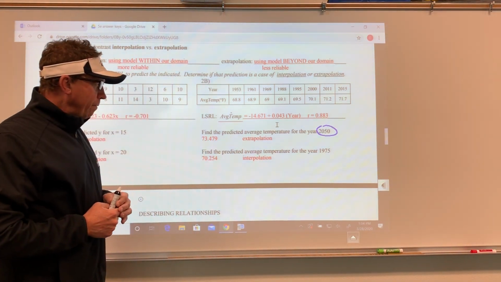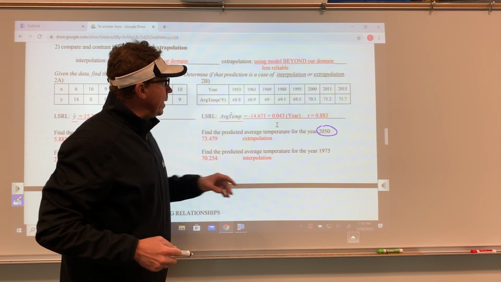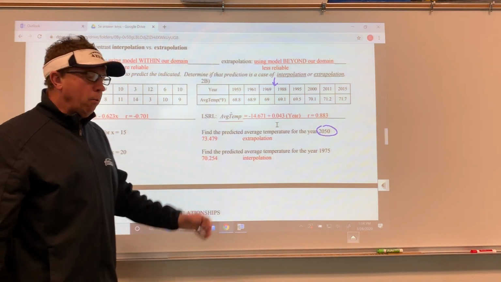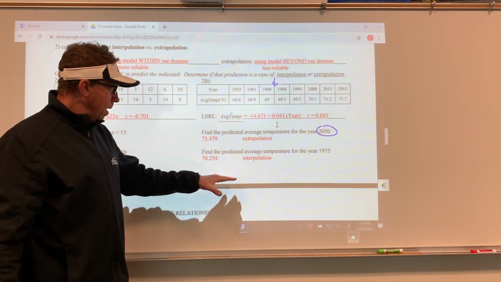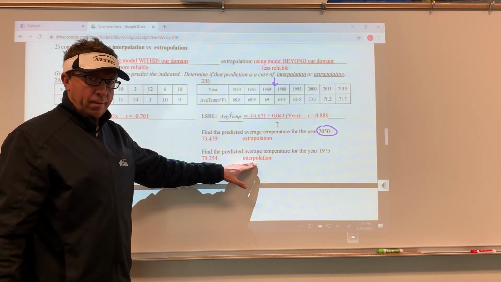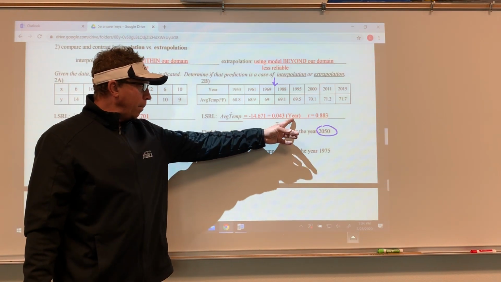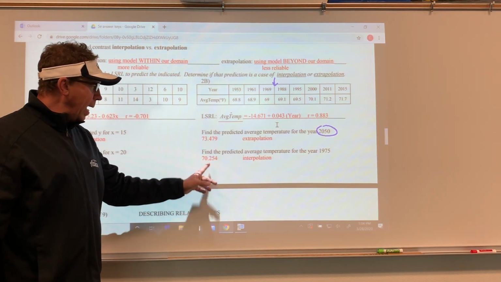Okay, and if you wanted to do 1975, well, 1975 is right here. That's right in the middle of that trend. I would trust this to be perfect, and that would be interpolation because it's within the domain of study. And again, if you type in the correct number into the year code there, you'll get that answer.